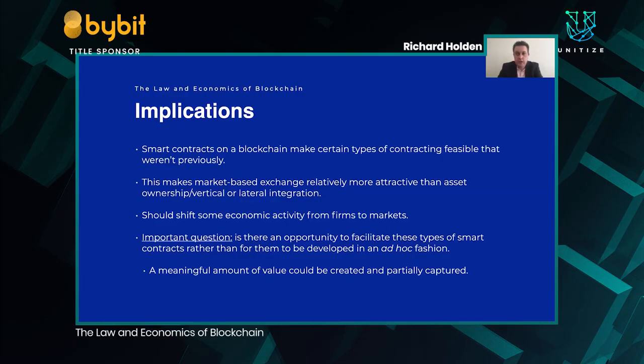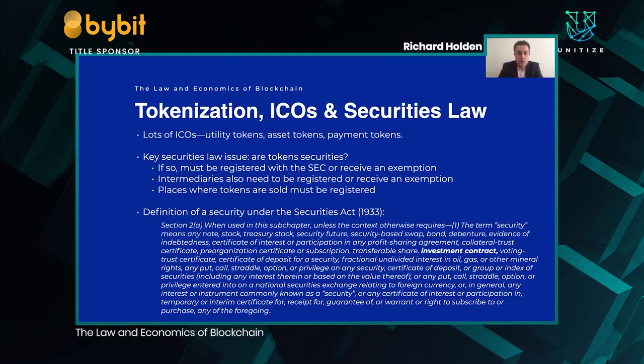Now, there's lots of issues about what happens if you get the code a bit wrong and you want to suddenly reverse things and lots of things like that. But as a thought experiment, it's an interesting one because it raises the possibility that these clever mechanisms that economists introduced might actually be able to be used in reality. And the big implication of that is that more economic activity might take place in markets, in arm's length market contractual situations, rather than inside firms.